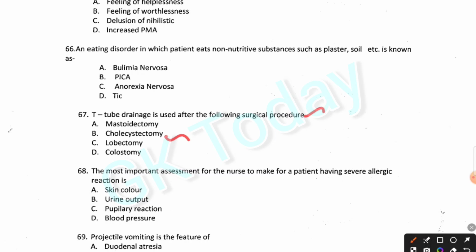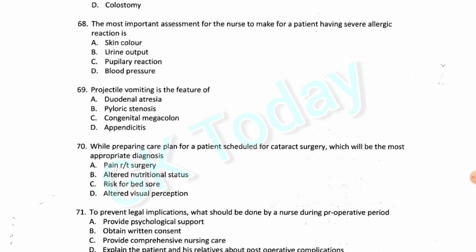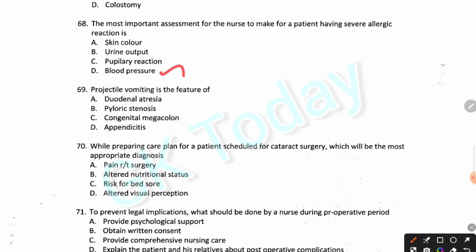T-tube drainage is used after the following surgical procedure: cholecystectomy. Question number 68. The most important assessment for the nurse to make for a patient having a severe allergic reaction is, correct answer is option D, blood pressure.